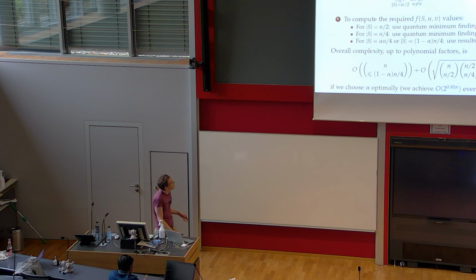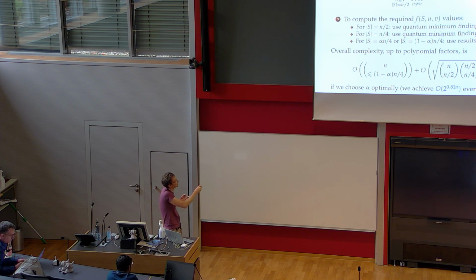So what we end up with is that the overall complexity of the algorithm is the complexity of the initial cost of doing the classical dynamic programming step, which I've denoted by this thing here. This is the notation for the number of subsets that are size at most 1 minus alpha times n over 4. That's the initial classical step. And the quantum minimum finding step turns out to look like this. Why is this? It's because we're searching over n over 2 choose n over 2 subsets S that are size at most n over 2.